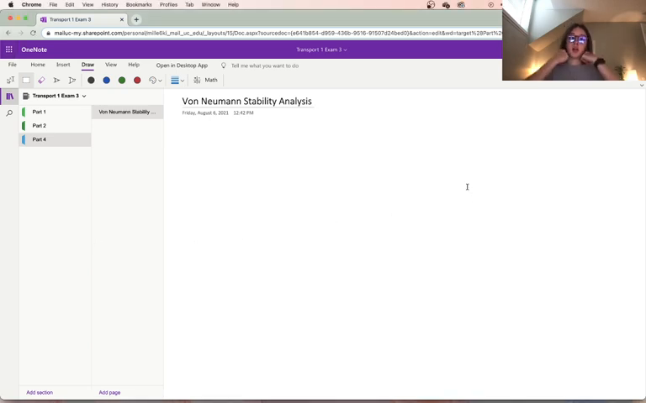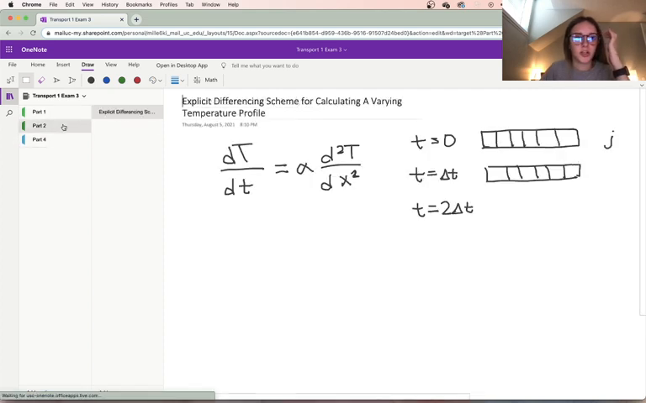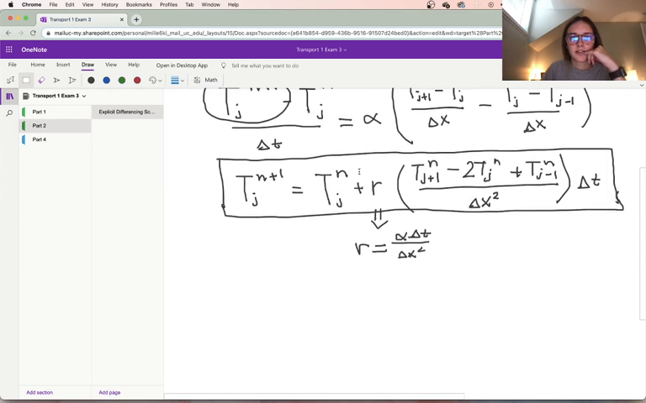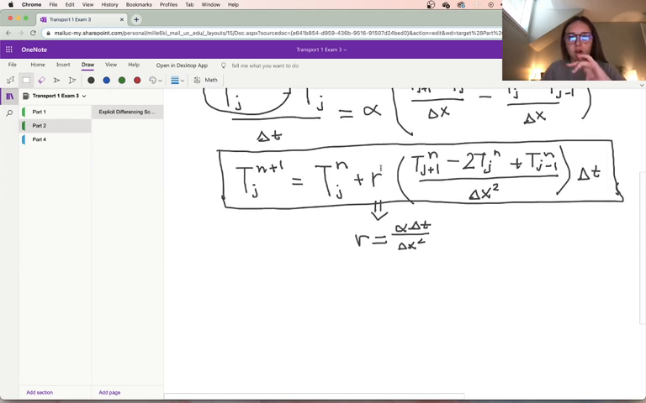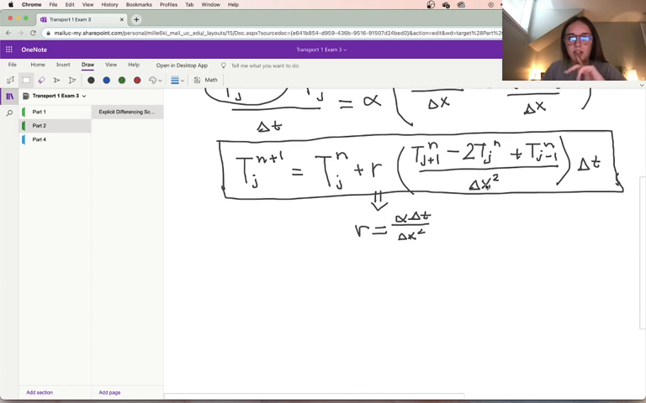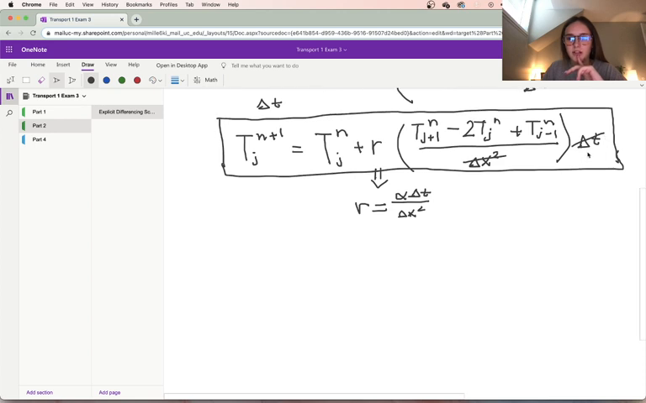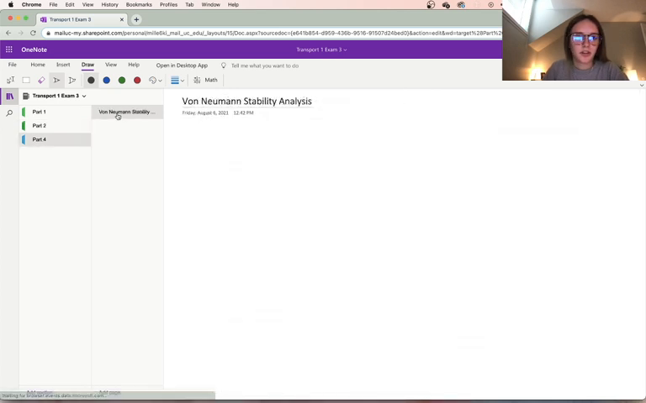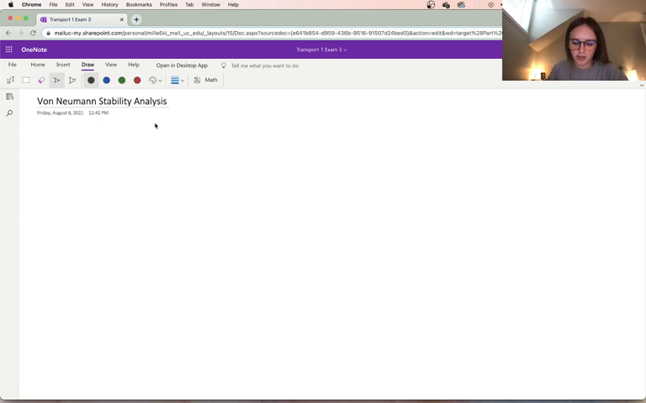Okay, so for this part, we are going to be doing von Neumann stability analysis. And one thing that I realized that I did not correct in part 2, but I did include in the code, is that with this equation, this R means that we can get rid of this and this, because these are already represented in the equation for R. So what we would end up with is the formula that I'm going to write down here.